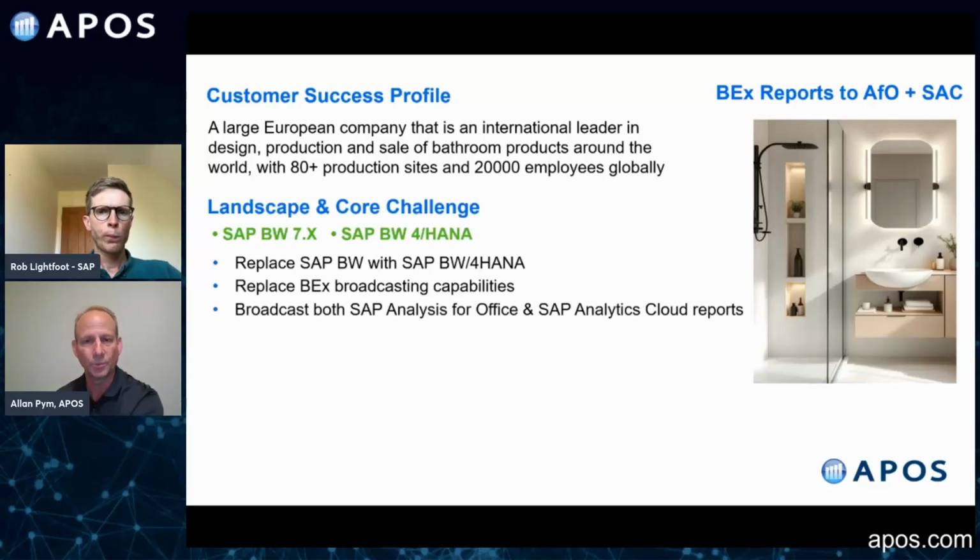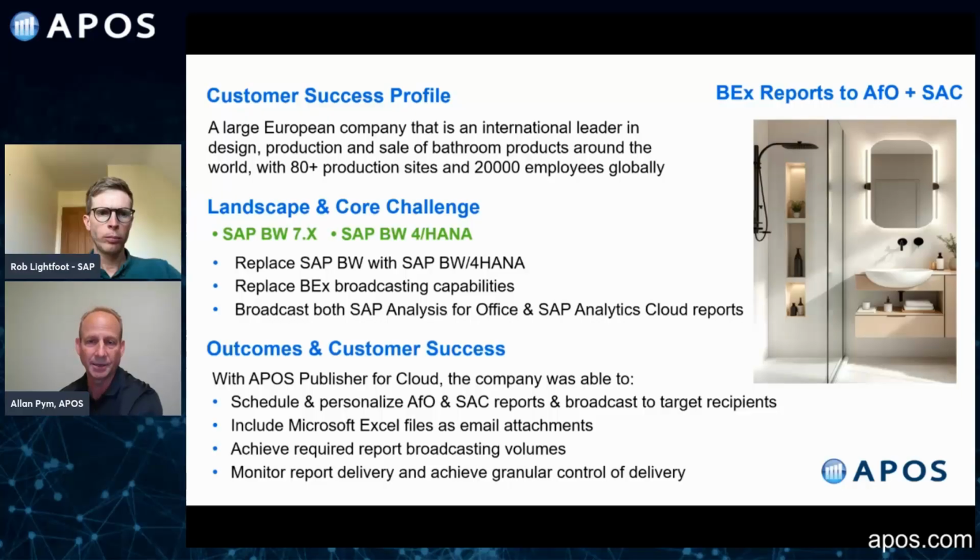And they were going through the process of moving from BW to BW for HANA, and the replacement of those BEx Broadcaster needs to distribute the reports out. That was really key for them. And basically, in working together, they have deployed the Publisher for Cloud solution, and it's allowing them to get the unique user-specific reports generated in a very dynamic and data-driven way at the right times, and getting that content pushed out. Being able to send an Excel file as an attachment was a key requirement for them, and again, user-specific Excel attachments.